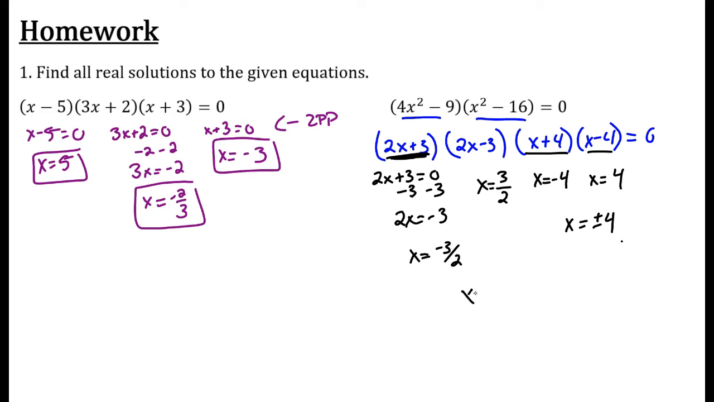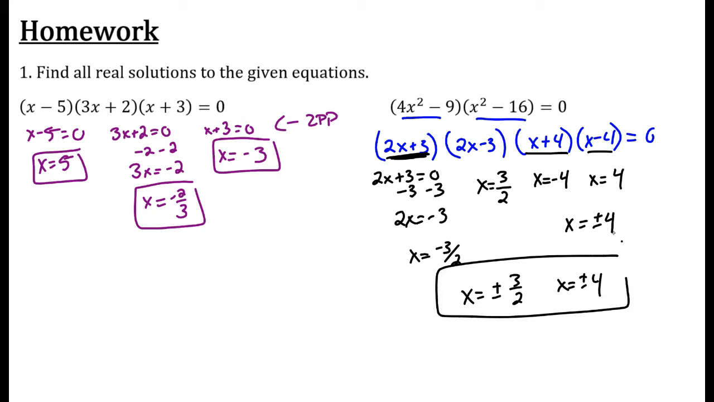So my solutions are, the roots, the zeros of this polynomial are x equals plus or minus 3/2 or x equals plus or minus 4. There are 4 zeros, 4, negative 4, 3/2 and negative 3/2. But this is a simpler, lazy way to write our solutions out. So make sure it's set equal to 0, make sure you factored it completely, and then apply the zero product property by setting each factor equal to 0.